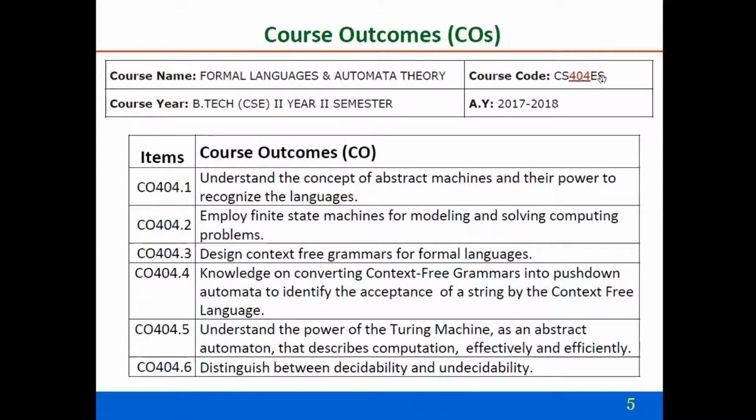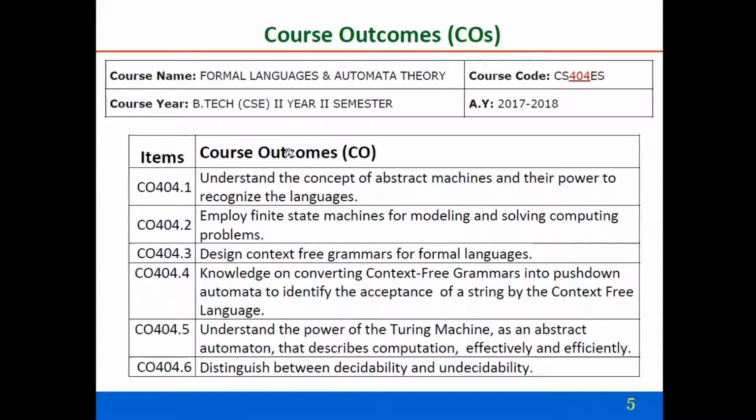I have highlighted and underlined 404. All the outcomes should be prefixed with 404 number dot 1. That is the first outcome of the course CS404 ES. This is the terminology only for our understanding purpose.